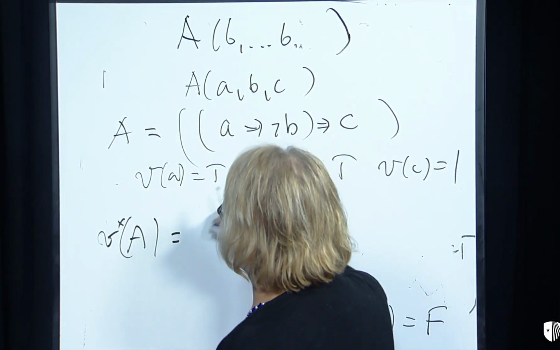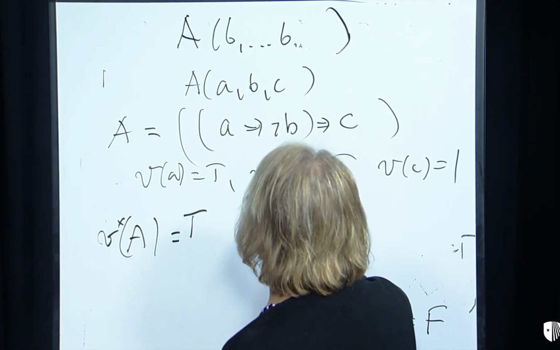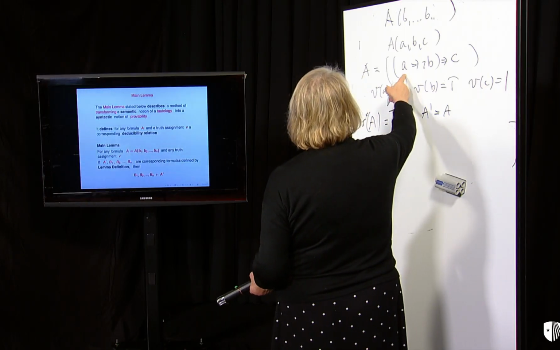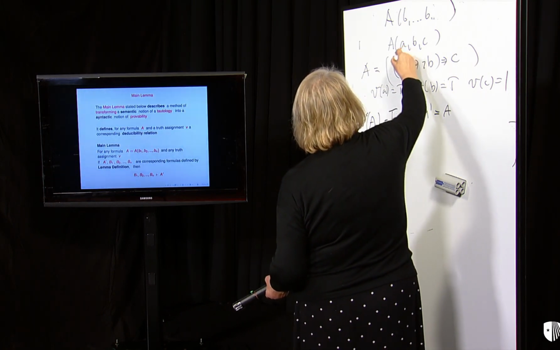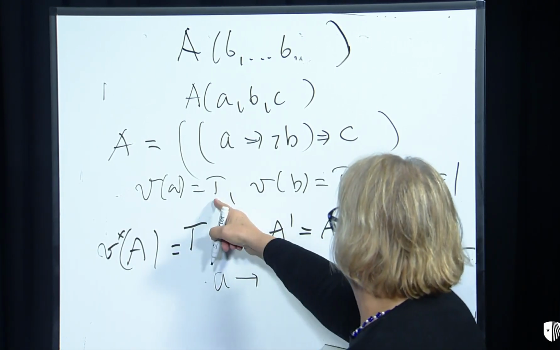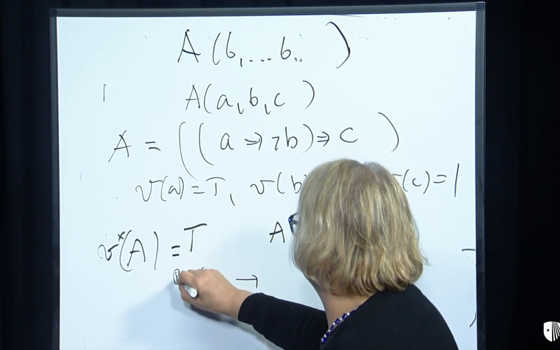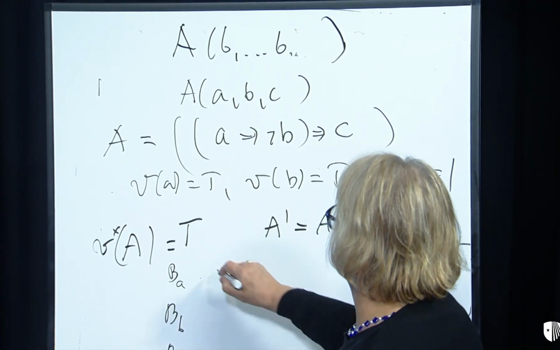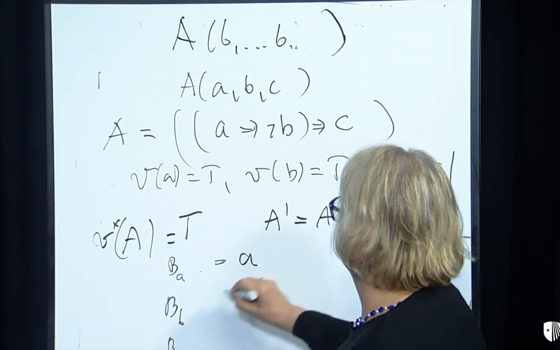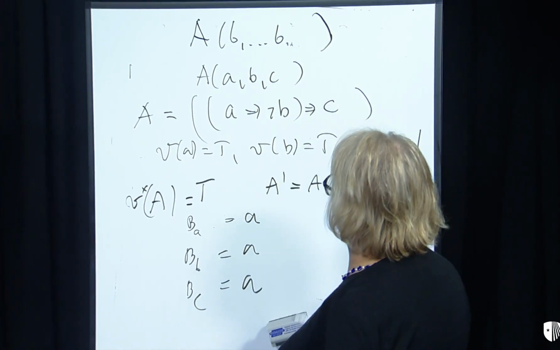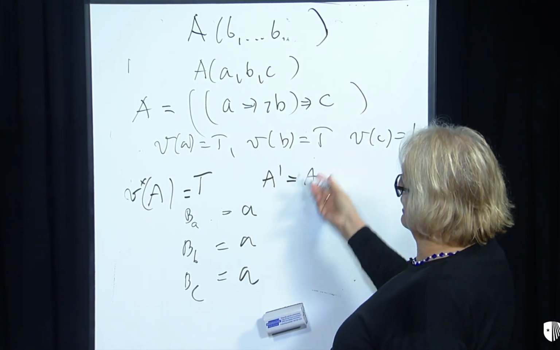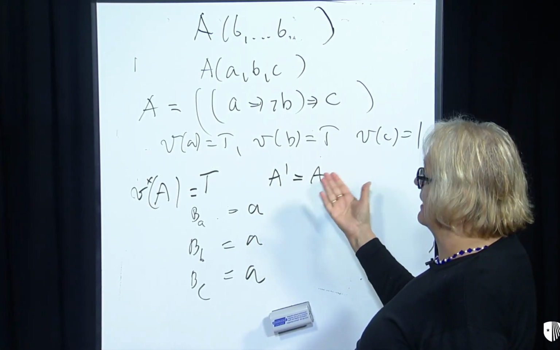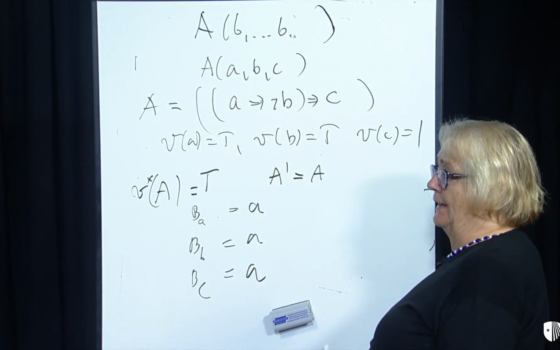So you have that VA is T, so A prime equals A. And now, for B, since A was T, B_A would be A, and here would be A, and here would be A. So in that particular case, for that V and that variable assignment and formula, we evaluate quickly what is A prime and which are those capital B cases.